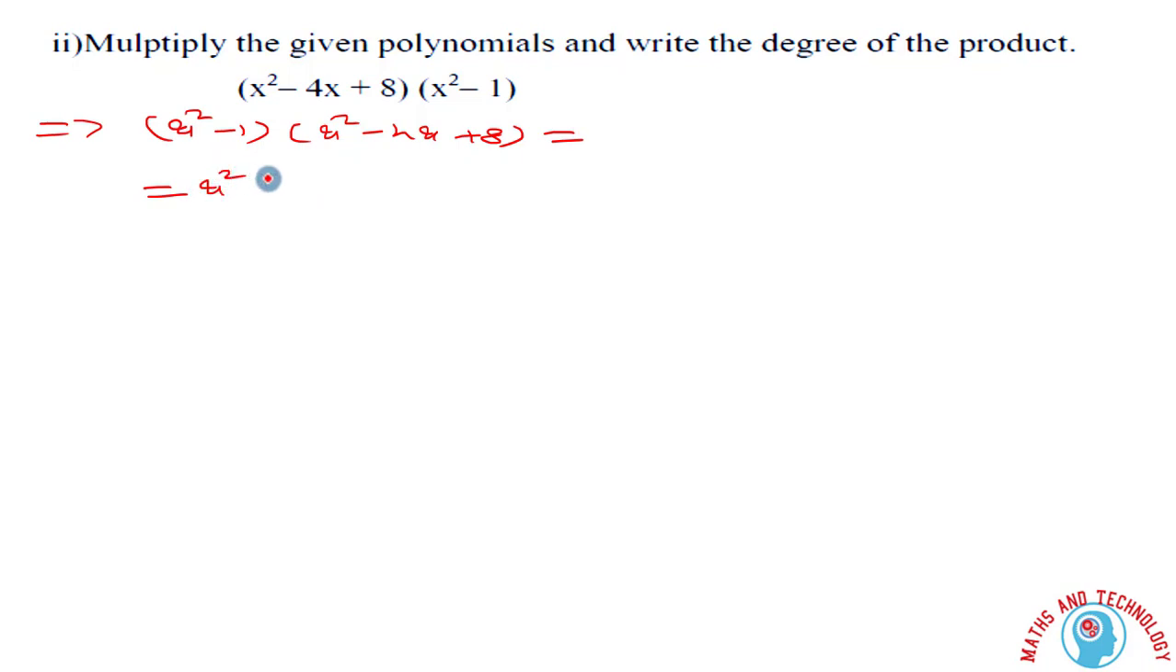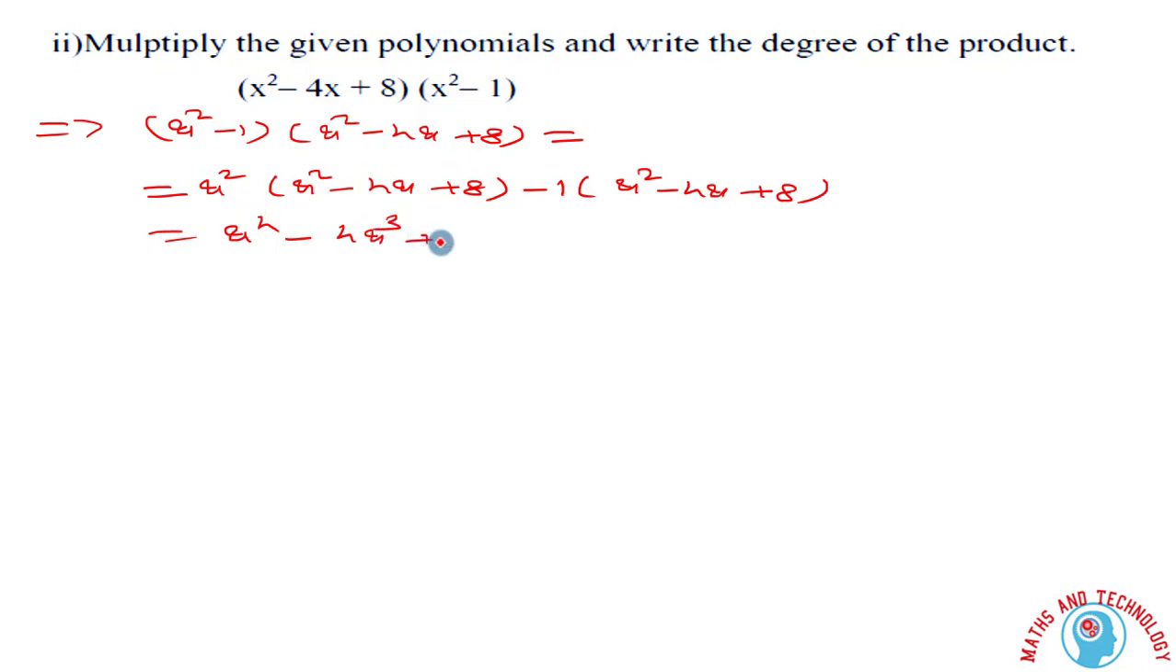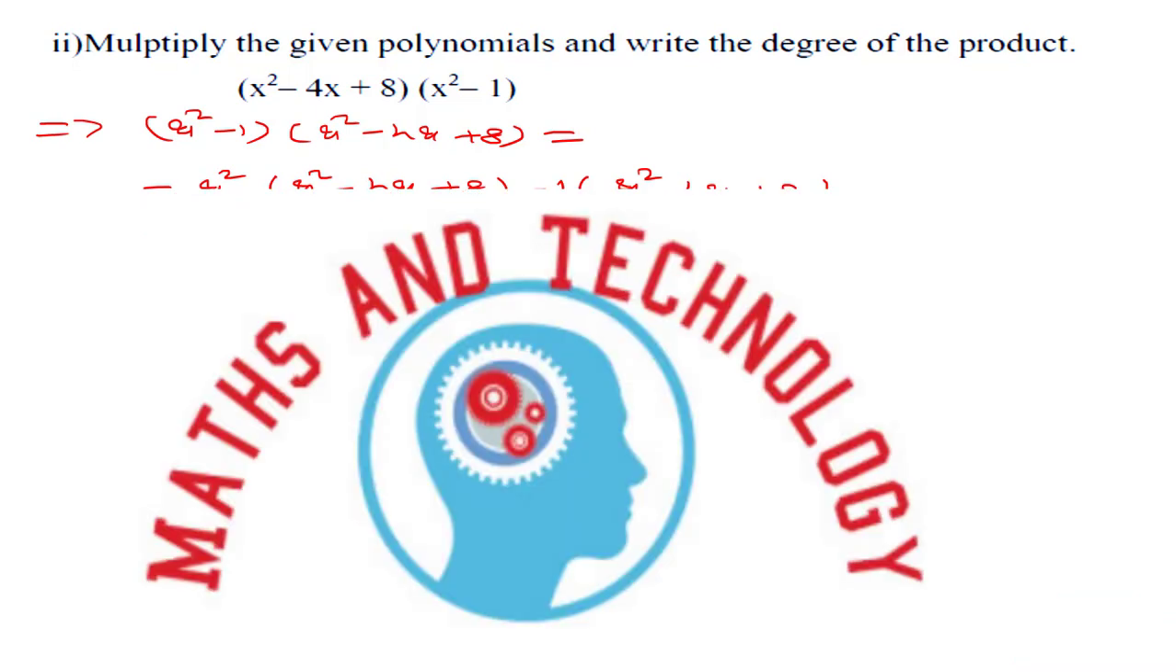So x square into bracket x square minus 4x plus 8, minus 1 into the same bracket x square minus 4x plus 8. So x square into x square is x to the 4, minus x square into 4x is minus 4x cube, plus 8x square. Multiply by minus 1 to the second bracket: minus x square plus 4x minus 8.